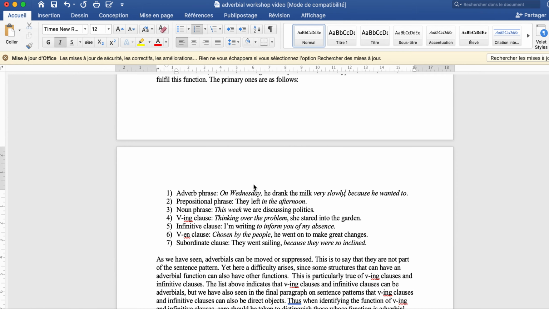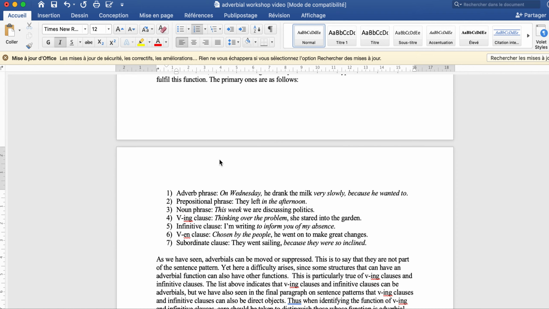Le fait qu'ils portent sur... Déjà, ils portent sur le verbe, mais ils peuvent être supprimés et ils peuvent être déplacés. Donc, that's a sort of essential thing to understand. And once again, they are not direct objects, indirect objects, subject complements, and so on. Okay? So now what we're going to do is we're going to continue.